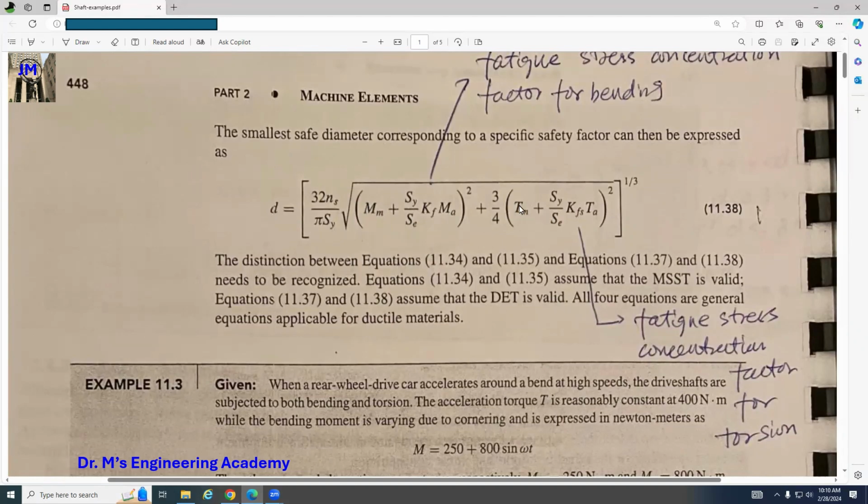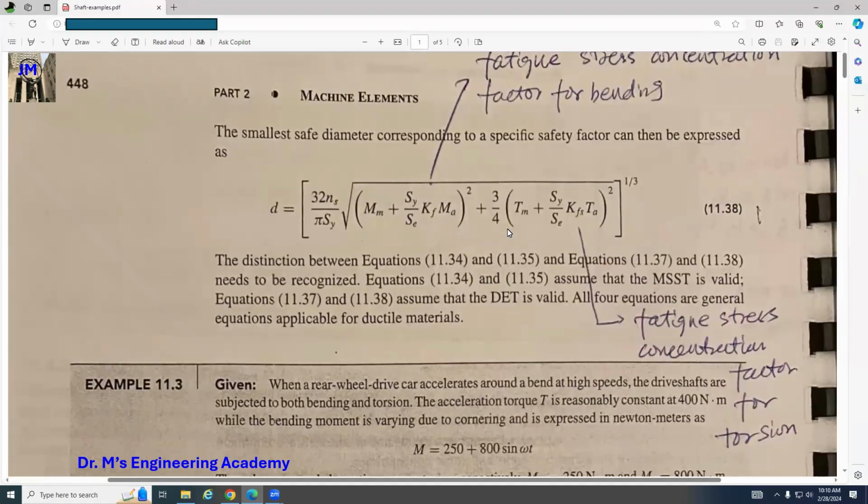Loading moment and also loading torque. I know the range of these two values, and also the yield strength of the material, yield strength SE. How can I use the DET? This equation is based upon the DET. DET is the von Mises yield criterion, and DET-Goodman is a Goodman theory.